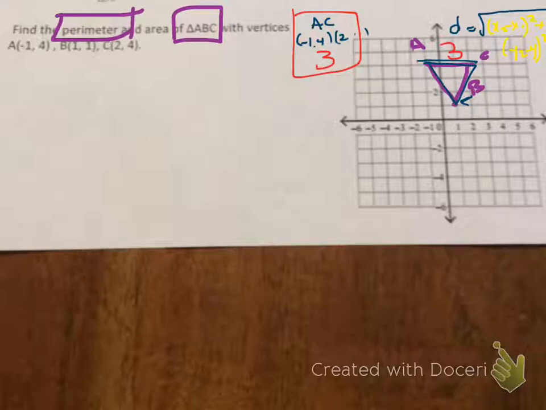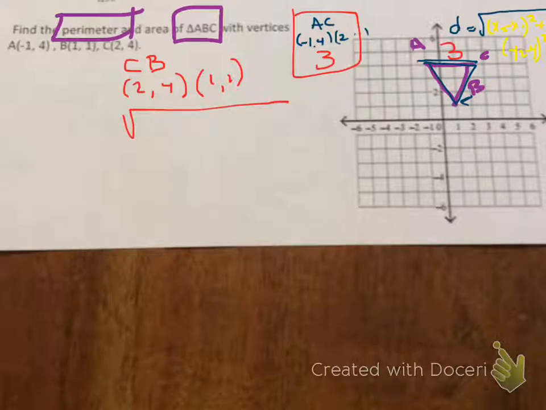Okay, so let's do, that was from A to C. So let's do from C to B. So let's go C to B. So C's ordered pair is 2, 4, and B's ordered pair is 1, 1. So let's plug that through the distance formula and see what we get. So distance formula says x2, so 1 minus 2 squared plus 1 minus 4 squared.